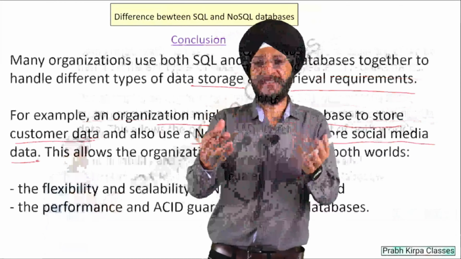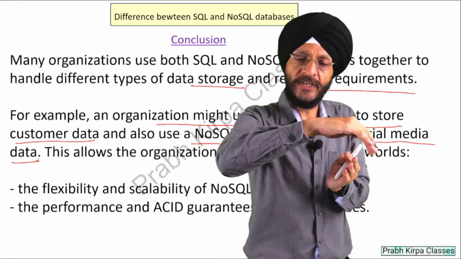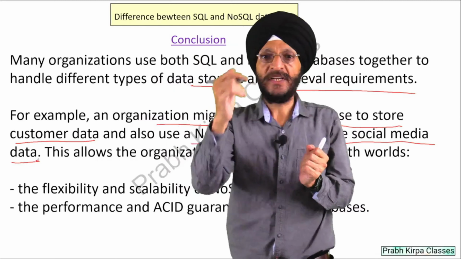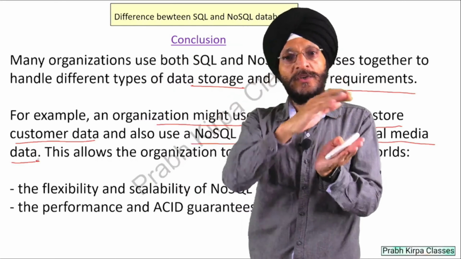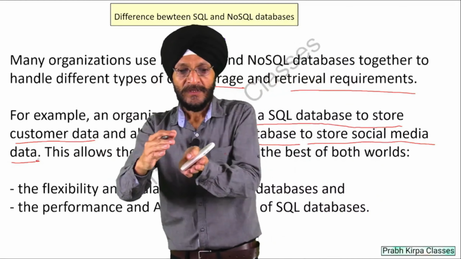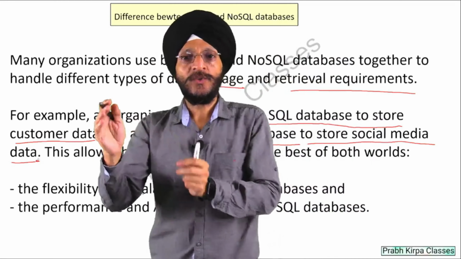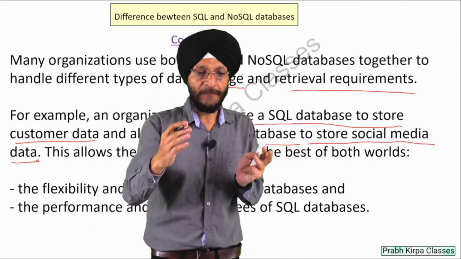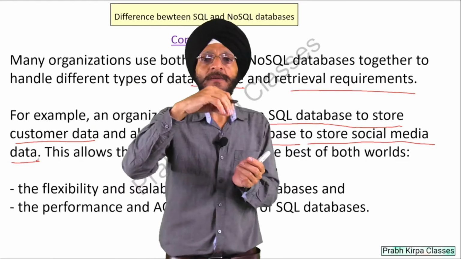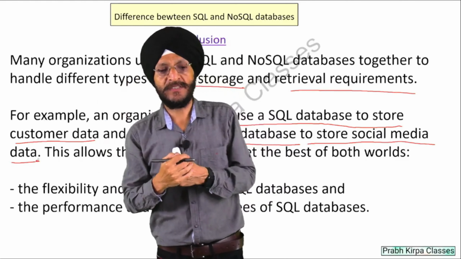We may take the example of Amazon. It may use both types of DBMS, SQL to store the customer information or product catalogs, and NoSQL database to store social media data, that is the audio video files, reviews by the customers.